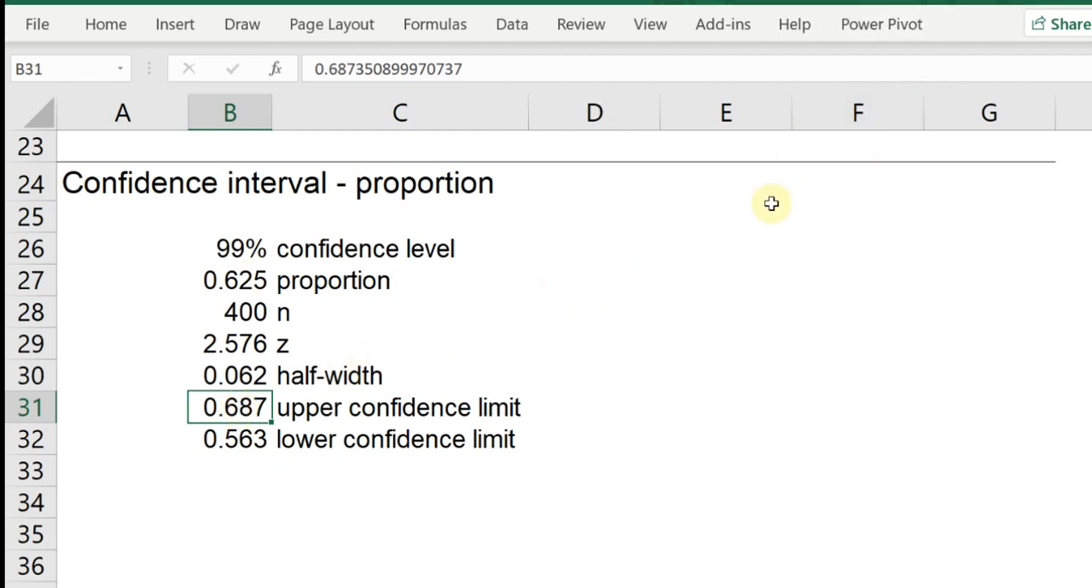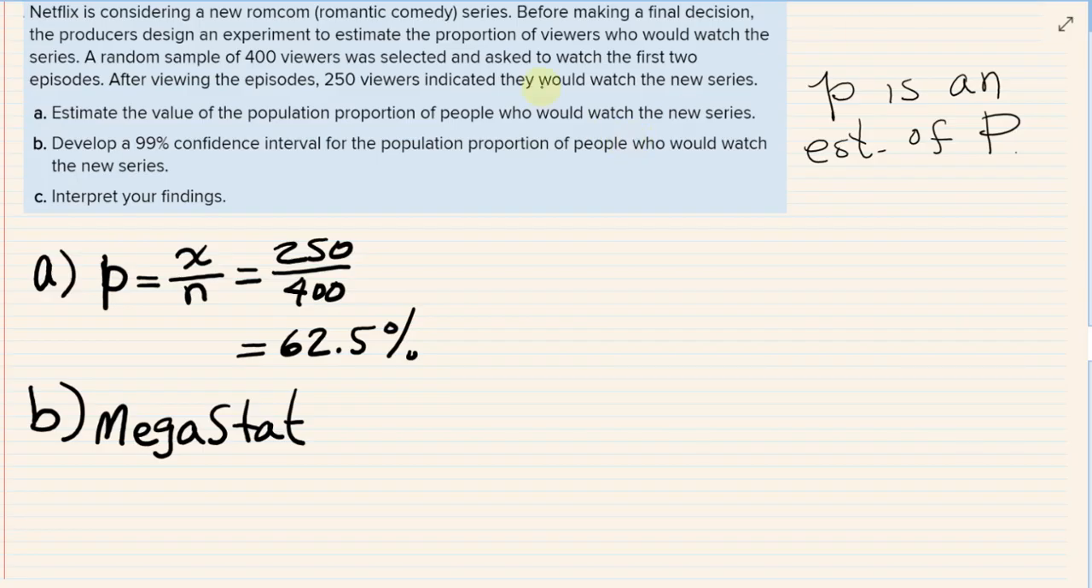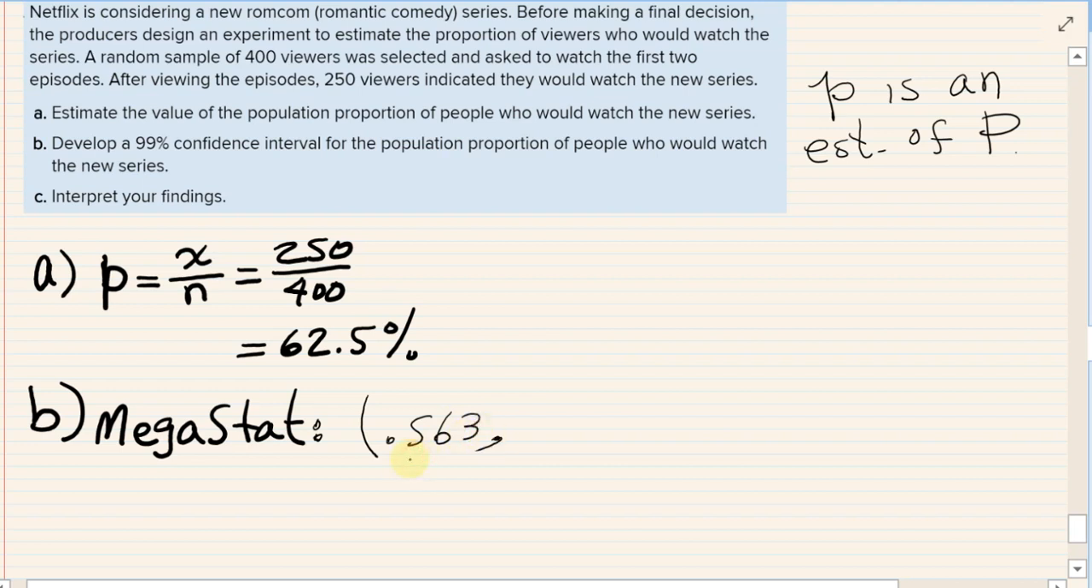So I'm going to go back to my notes and transfer these numbers to my notes. Okay, and here we are. So let me actually type or write these numbers from Megastat. The numbers were 0.563 all the way to 0.687. There you go, 0.687. And we got the confidence interval. So let me just put ME, margin of error, is 0.062.